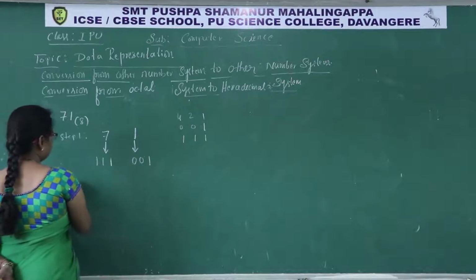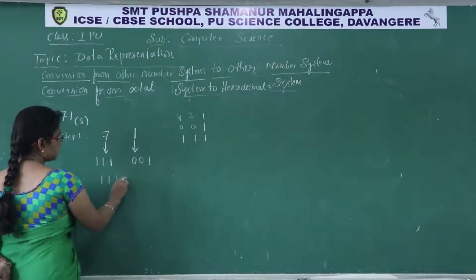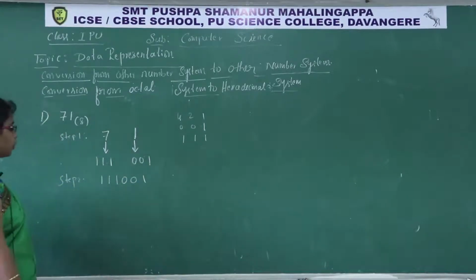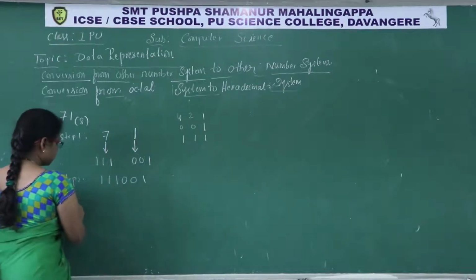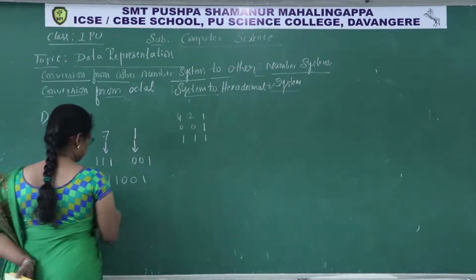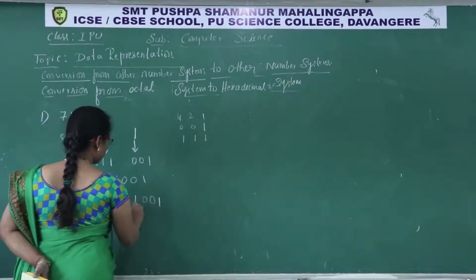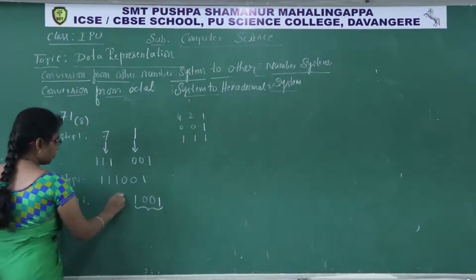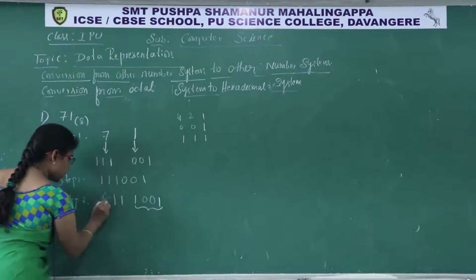This is step 1. In step 2, collectively we write this. And in step 3, we make groups of 4 bits: 1 0 0 1 is a group of 4 bits. And the remaining 1 1 needs 2 more bits, so we write 0 0 there.